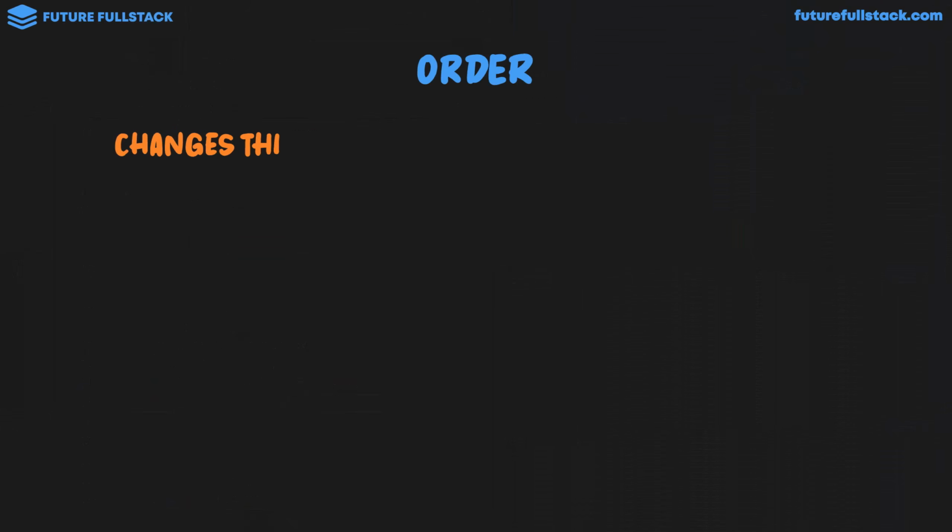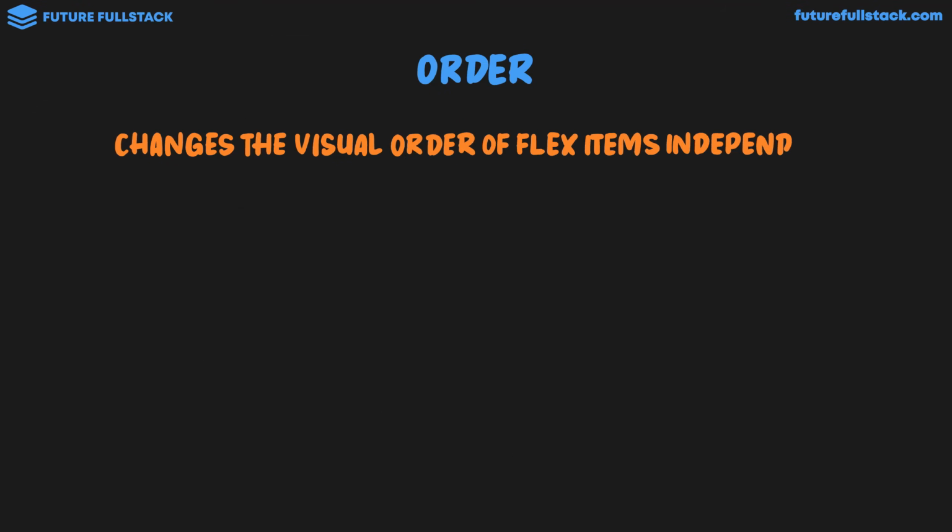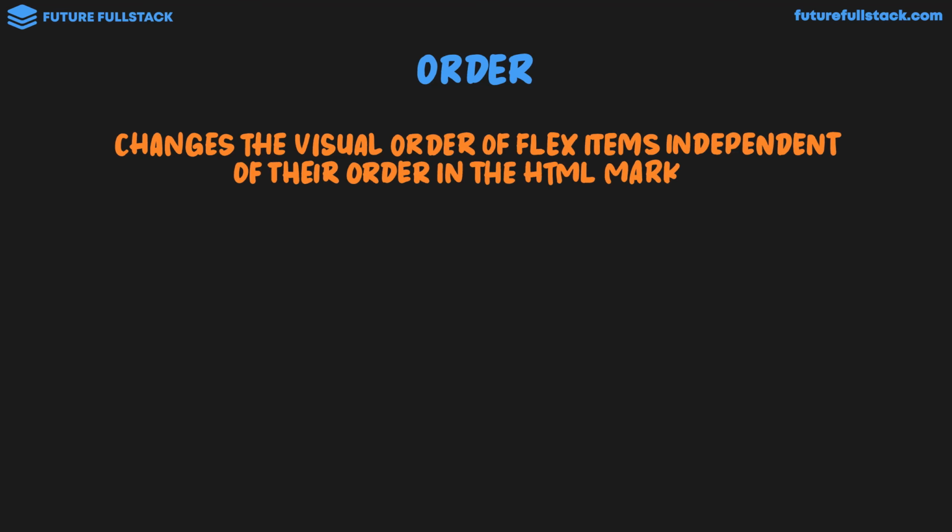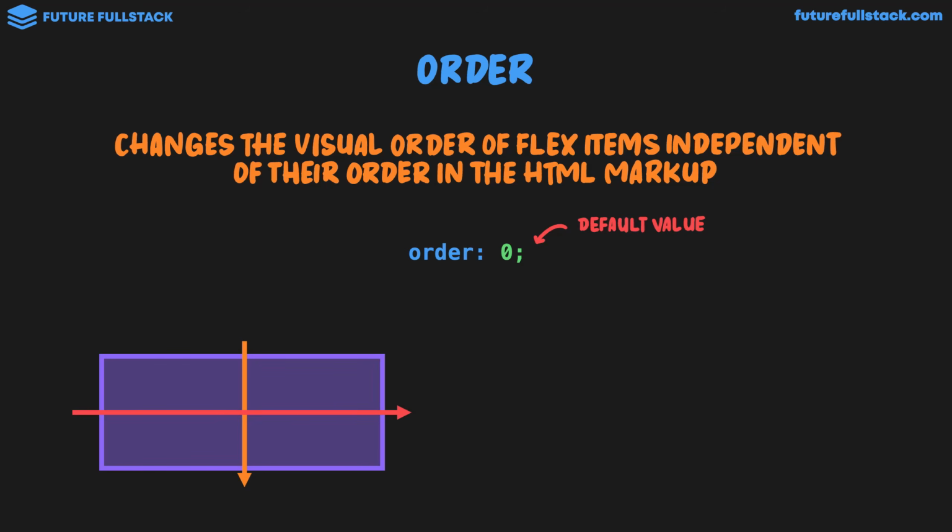Order changes the visual order of flex items independent of their order in the HTML markup. The CSS property looks like this: order with a numerical value, where 0 is the default value for all flex items. So let's take a look at how this works. We have our flex container and our flex items, where we can see 0 is the default value for all of them. So the way the orange, green, blue, and yellow box are appearing is just the order they appear in the HTML. What we can do is override the order of the flex items no matter what the HTML is.